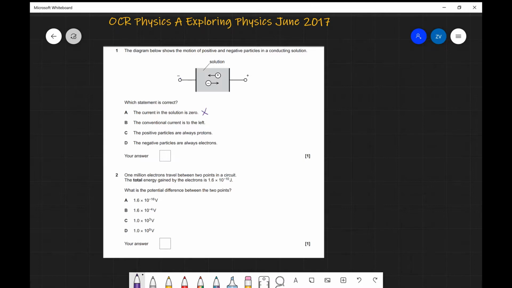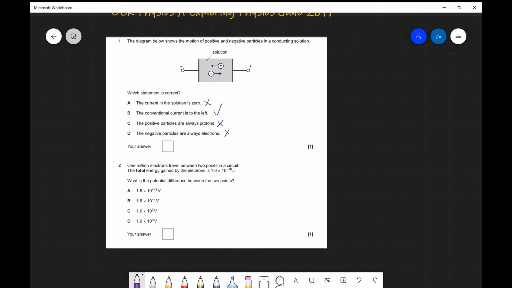B. The conventional current is to the left. Yep, this is absolutely correct. The reason for that is because conventional current is always indicated by the direction of movement of positive charge. So in this question, the positive charge is moving to the left. So this has got to be correct. Just for completeness, let's just go through the rest and see why they're wrong. The positive particles are always protons. Well, that's not true. They could be ions. The negative particles are always electrons. That's not true. They could be negative ions as well. Okay, so for question 1, the correct answer is B.